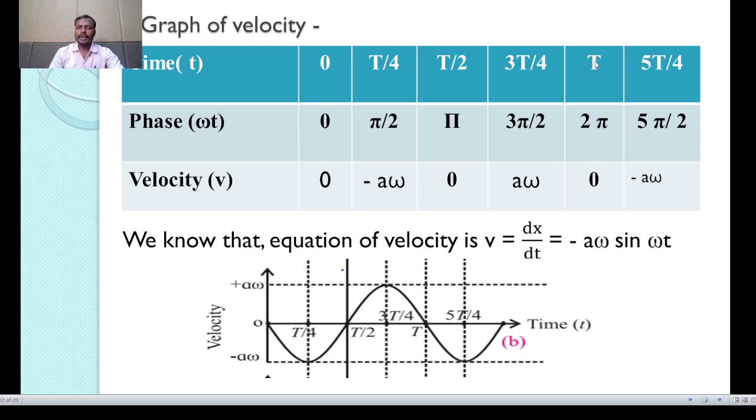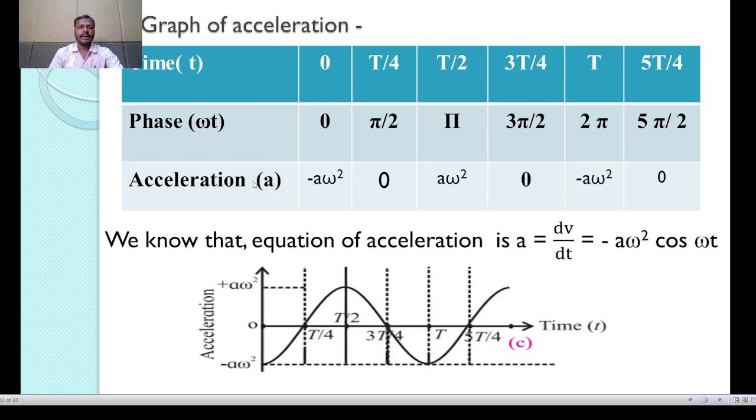Now when the time is capital T, the phase is 2π, sine 2π is 0, 0 multiplied by minus Aω, 0. Velocity becomes 0. The point is here. Okay. So connecting all these points, we get the nature of the graph of the velocity when the particle starts from extreme position.